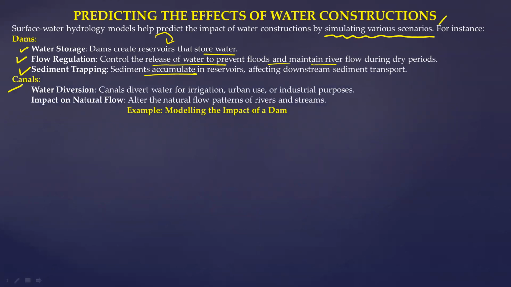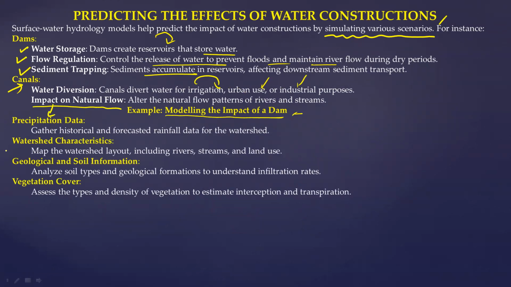And also remember canals. We talked about it. So, modeling the impact of a dam, and of canals that divert water for irrigation and urban use. What's happening to the stream? What's happening to the health of the river? We talk about the impact on natural flow. And obviously precipitation data, watershed characteristics, geological and soil information, and vegetation cover are all very important for predicting the effects of water constructions.